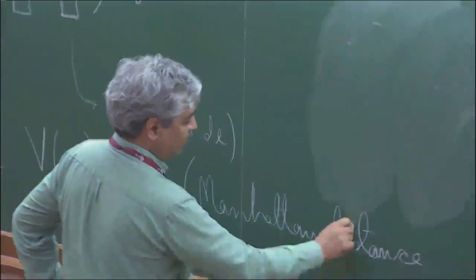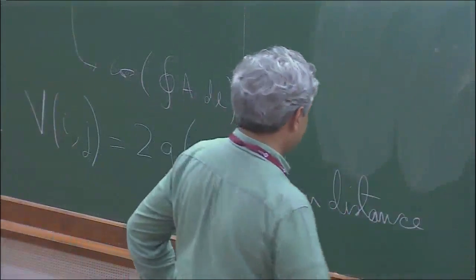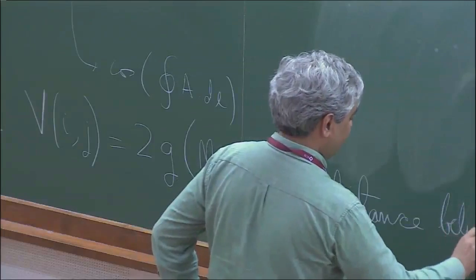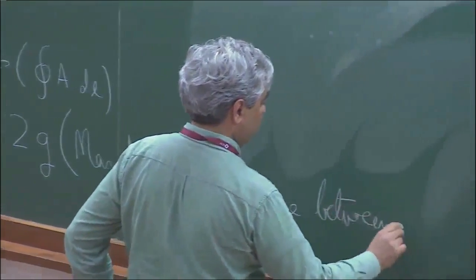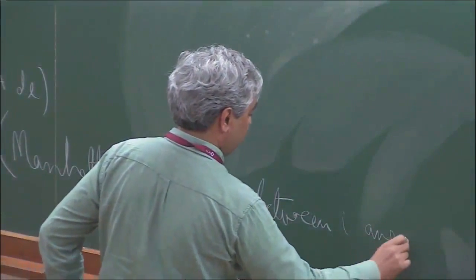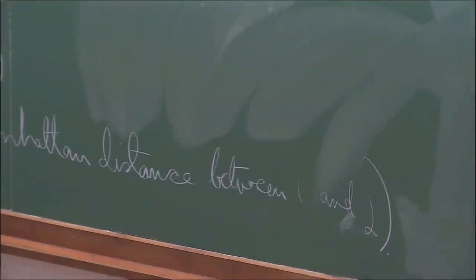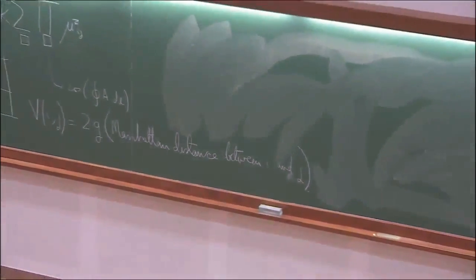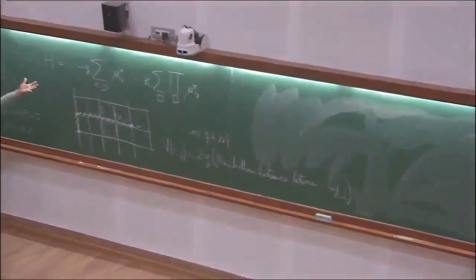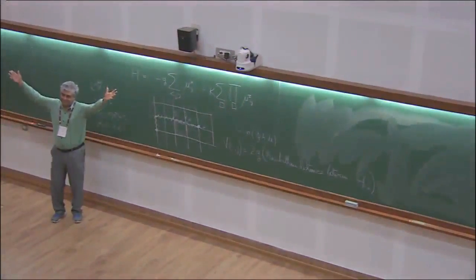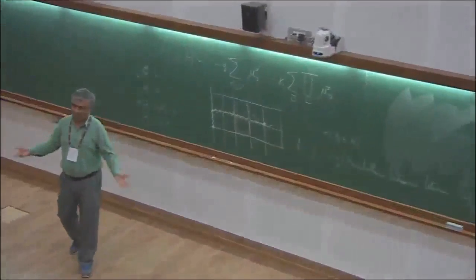You have to move only horizontally or vertically. You can't move diagonally between i and j. So the farther apart they are, the more energy it's going to cost, and the energy cost keeps growing and growing, linearly with the distance between them if you move them horizontally. So that's confinement.